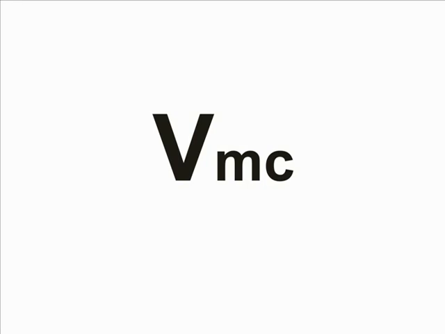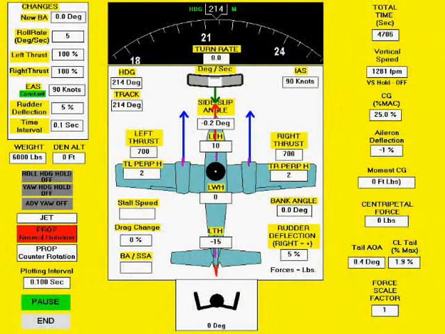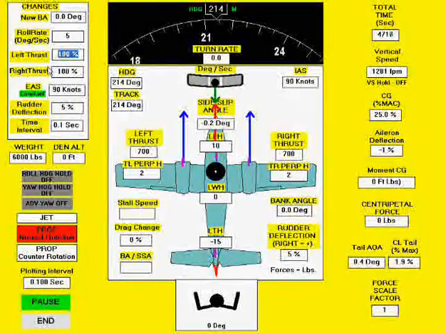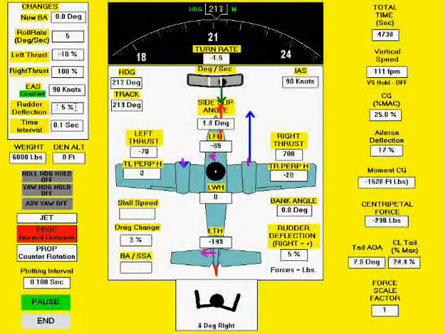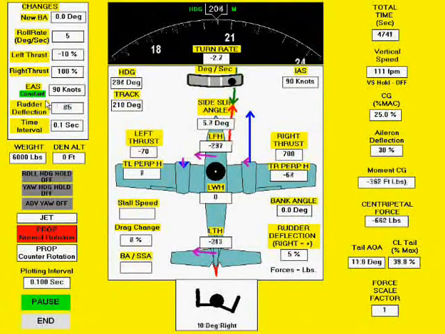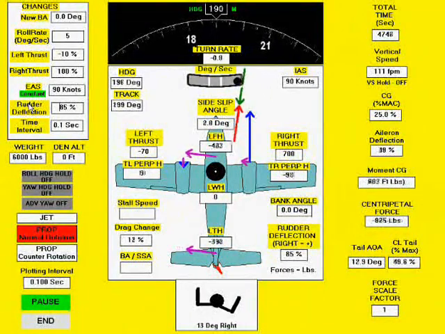Let's find VMC using the Yaw Axis Simulator. We are in a normal climb and have failed the critical left engine. We will now apply enough right rudder to stop the turn.